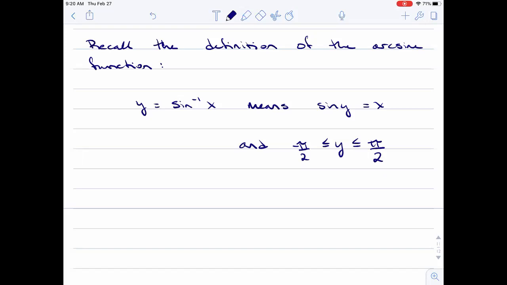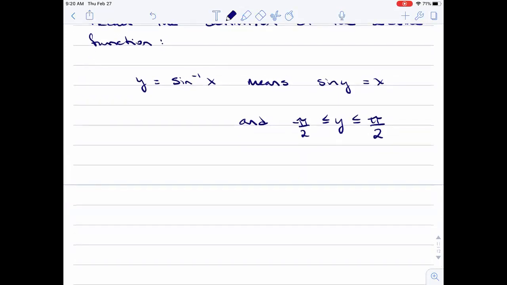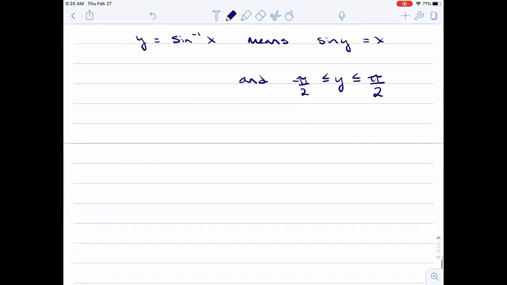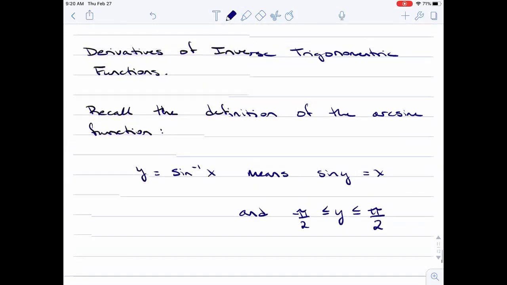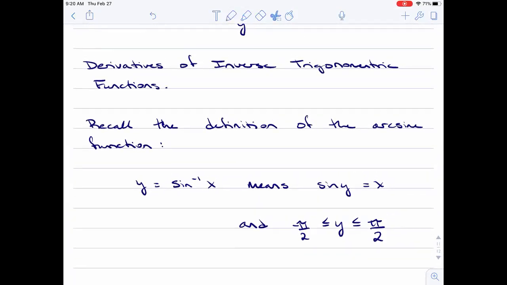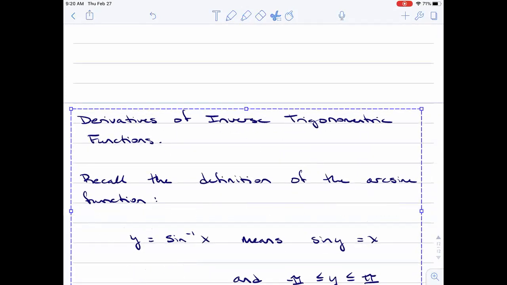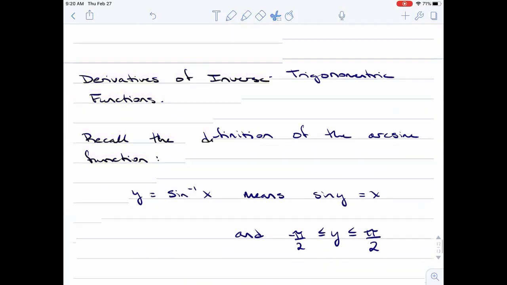Otherwise, it wasn't 1-to-1, and so we couldn't find the inverse. And so what we said was we were going to restrict the domain to negative pi over 2 and pi over 2, and only look at that section and define that as the domain for the inverse sine. So if we, I'll put it on the next page here. In fact, maybe I should put this whole section, it's not really a new section, but I'll put it on its own page. Make it nice and clean.